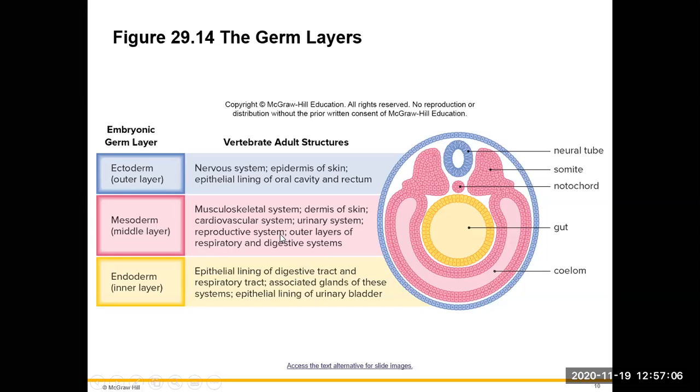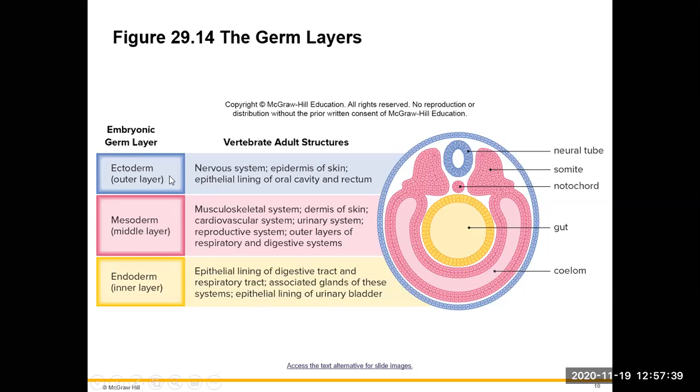Reproductive system, it has muscles, for example, the uterine wall. And the outer layers of the respiratory and digestive system. Pay attention here. It is not the inner, it is the outer, because the outer layers usually have muscles. The inner layers are made of epithelial tissue, and those are either ectoderm, like in the oral cavity and rectum, or they are endoderm. So endoderm will have the epithelial lining. You see the names epithelial here, and there is epithelial here.